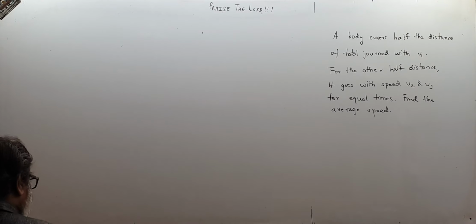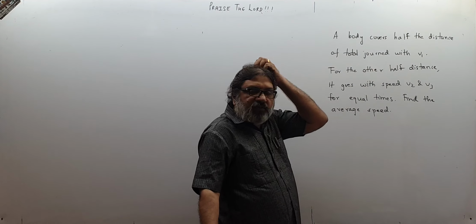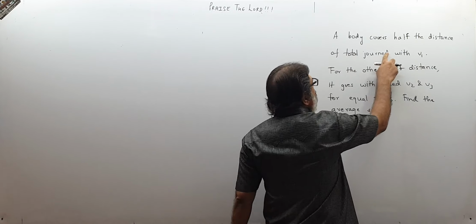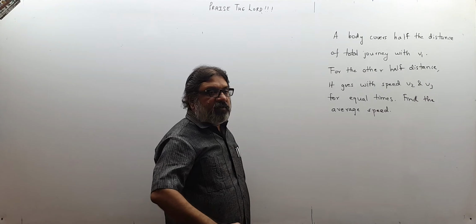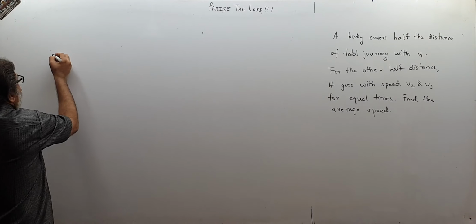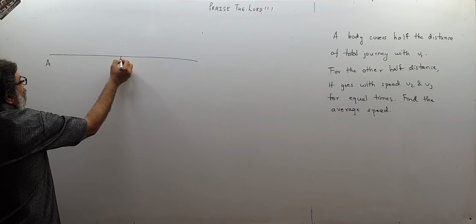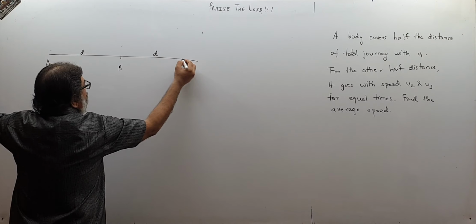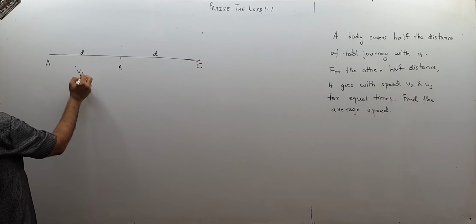See children, a very interesting question is there. Please understand nicely. A body covers half the distance of the total journey with v1 speed. So half distance is covered with speed v1. So let us mark it. Supposing this was the total distance from A, this was the half distance B, and this remaining distance is D from B to C supposing. So this half distance is covered with speed v1, that is the point.